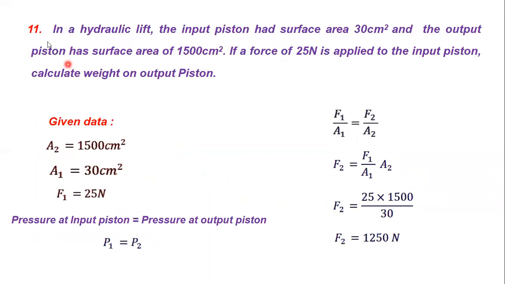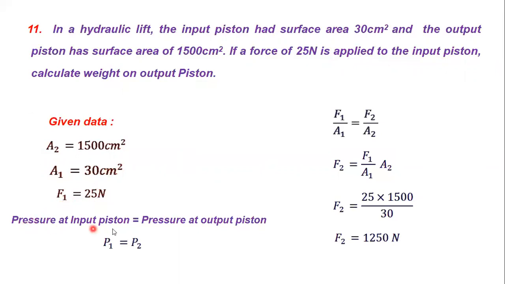Now the question number 11 from the exercise. In a hydraulic lift, the input piston had surface area 30 centimeter square and the output piston had surface area 1500 centimeter square. If the force 25 Newton is applied to the input piston, calculate the weight on the output piston. Area 2, 1500 centimeter square. Area 1, 30 centimeter square. Force at input 25 Newton.